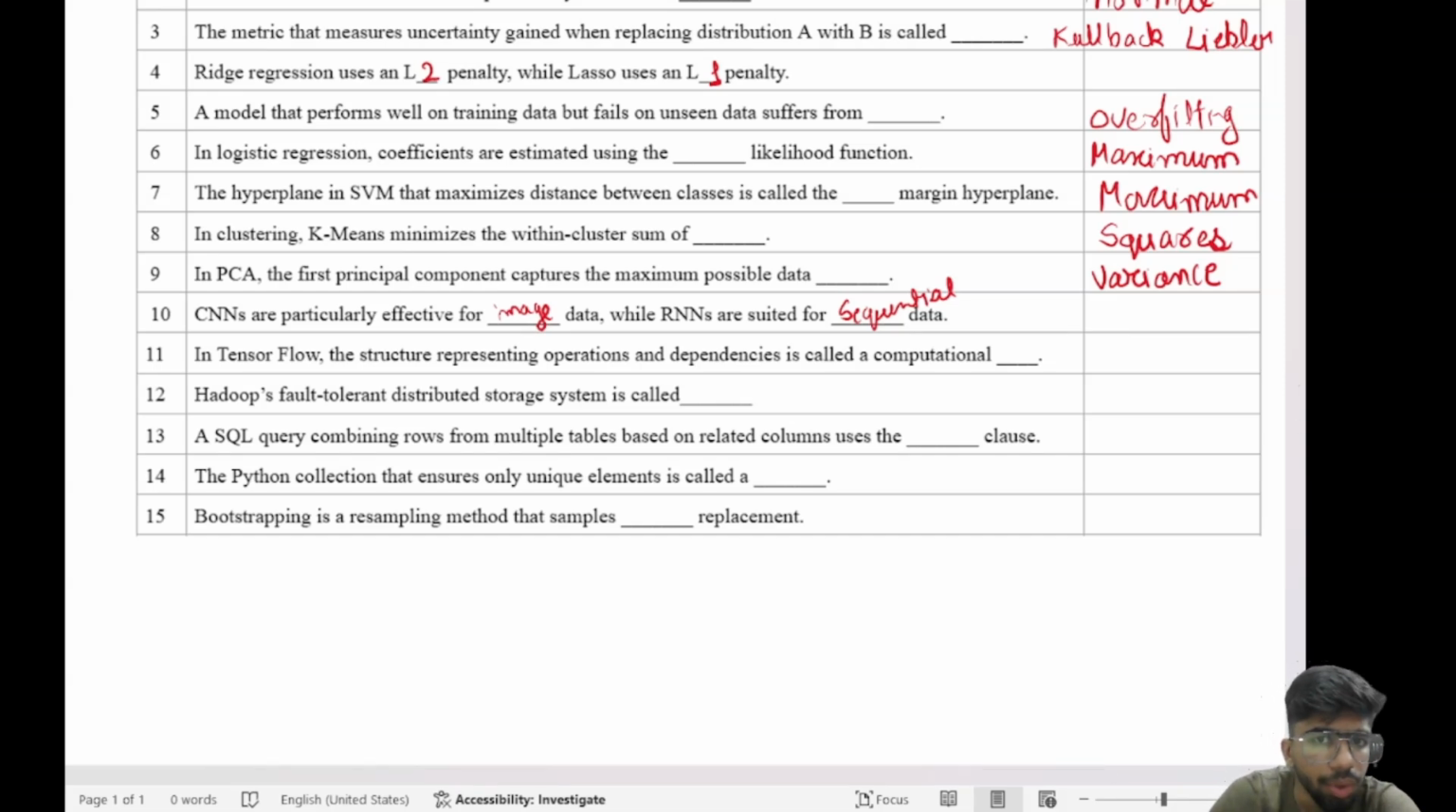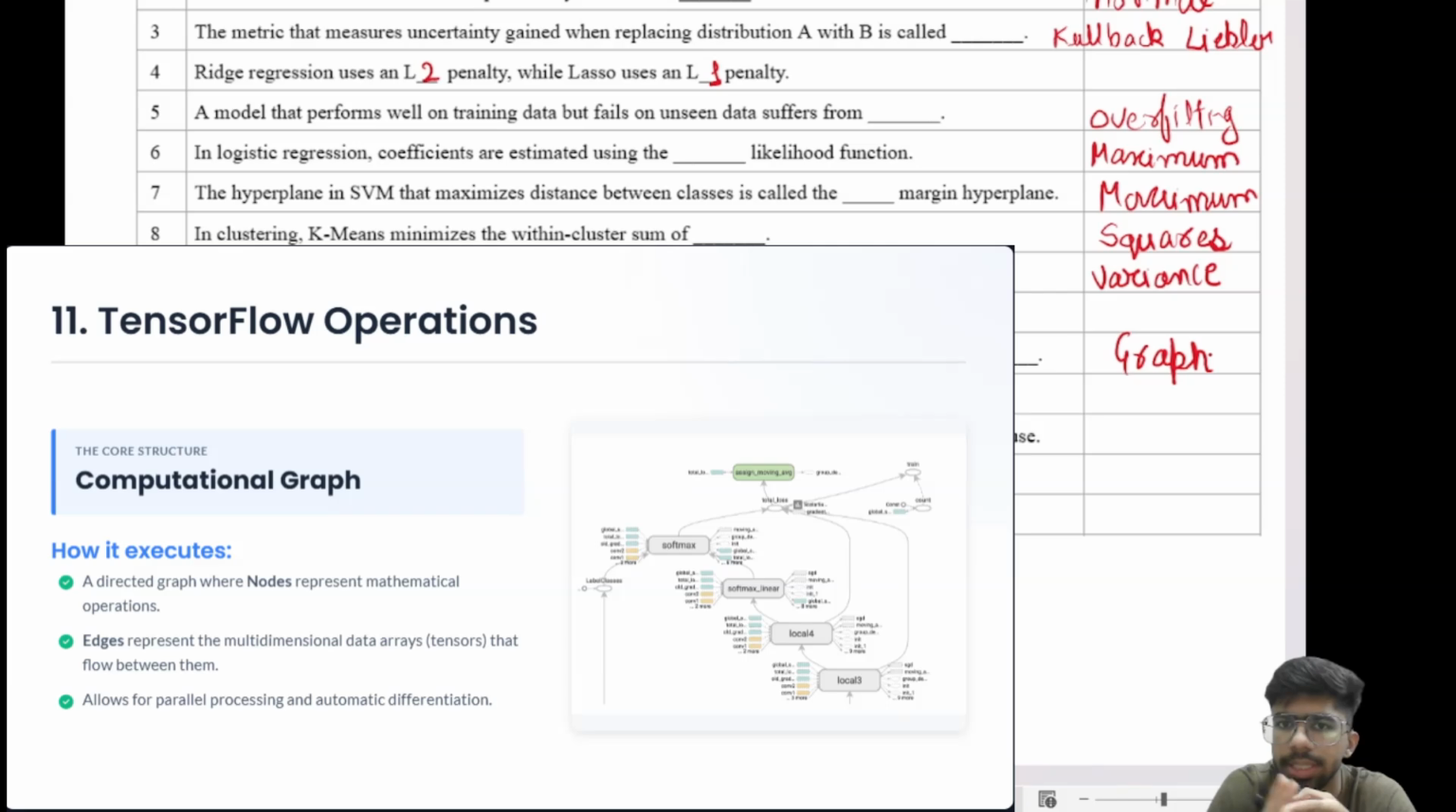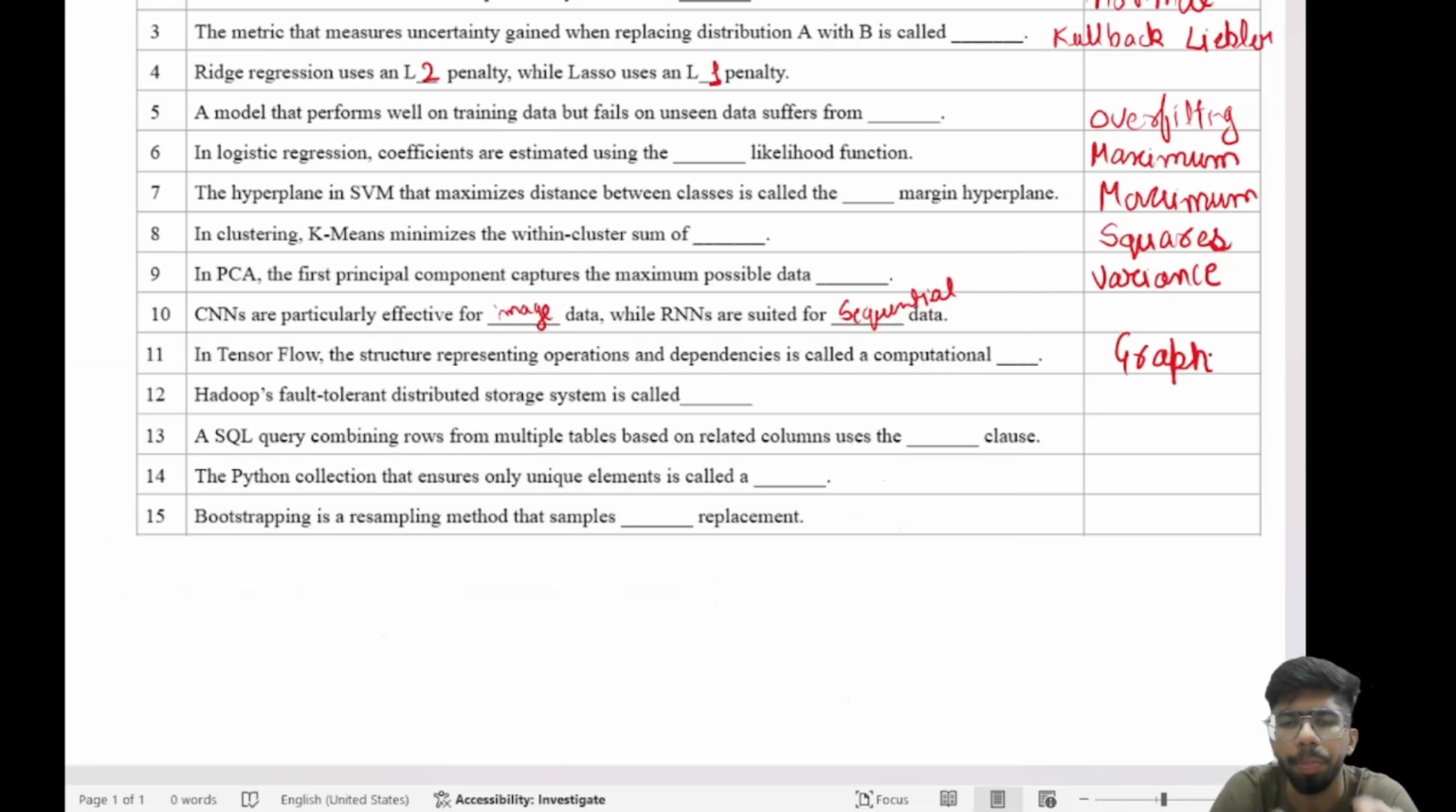Okay. In TensorFlow, the structure representing operations and dependencies is called a computational graph. TensorFlow builds a computational graph where nodes represent operations and edges represent the flow of tensors. This graph structure allows efficient parallelization, distribution across GPUs, and optimized execution.